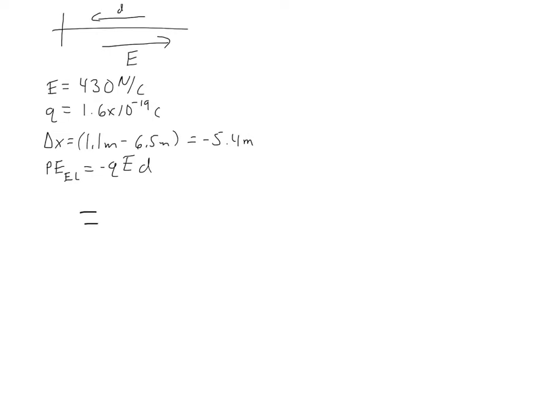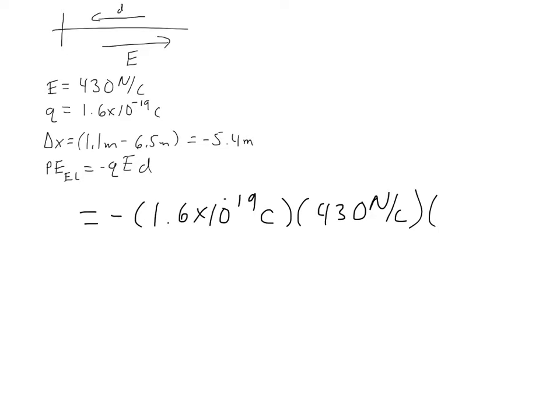And we substitute into that equation, we get negative times 1.6 times 10 to the negative 19th coulombs times our electric field, which is 430 newtons per coulomb, times our distance, which is negative 5.4 meters. Those two negatives cancel out, and we end up with the electric potential energy gained or lost. It's going to be gained in this case since it's a positive answer. It is 3.7 times 10 to the negative 16th joules. So that's answer number 4. We'll move on to number 5 now.